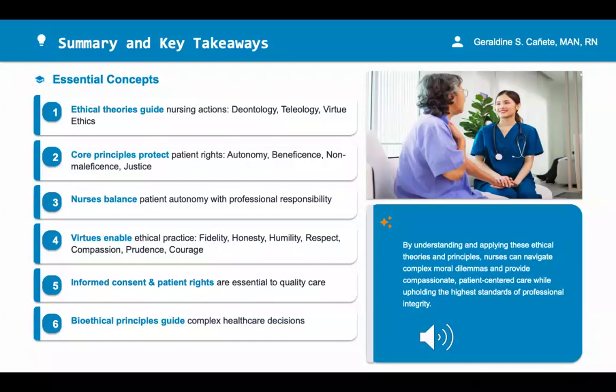And when cases become complicated, bioethics guides complex decisions. End of life issues, limited resources, conflicting values. Bioethical principles provide structure. They prevent decisions from becoming purely emotional or purely procedural.